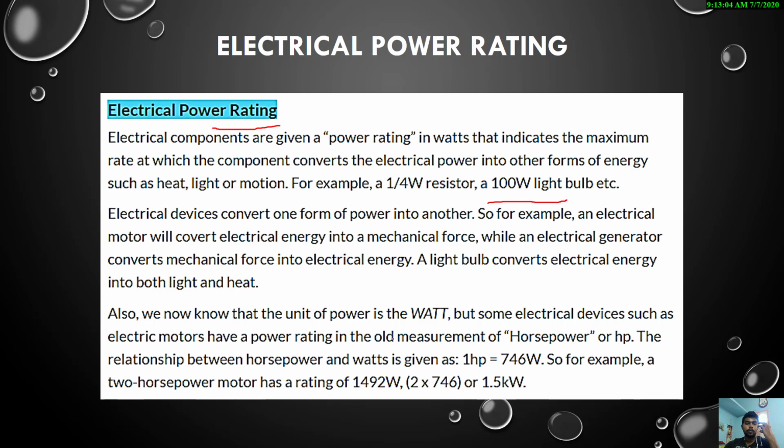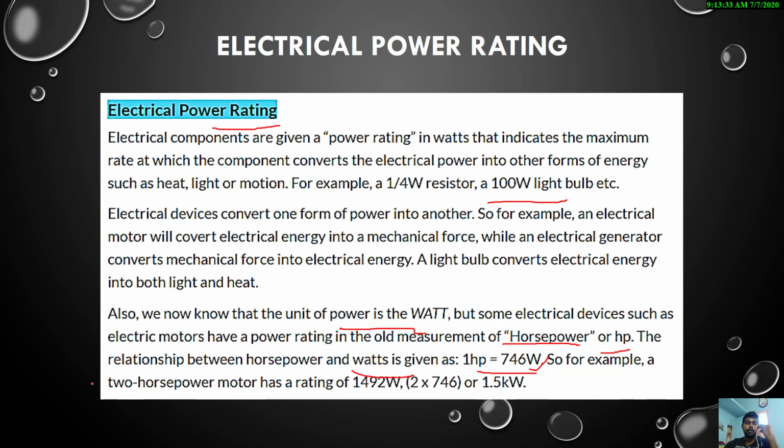We know watts is a unit of power, and there is also a term called horsepower. Electrical motors have a power rating measured in horsepower or HP. The relationship between horsepower and watts is given as 1 HP is equal to 746 watts, which is to be noted. That is, 746 watts is denoted as 1 HP.